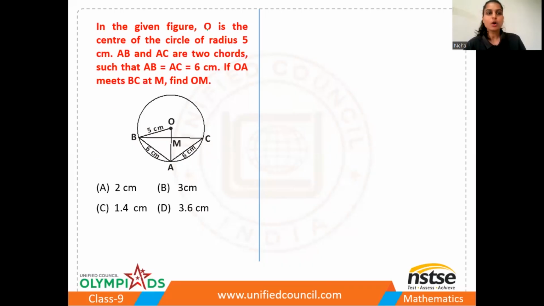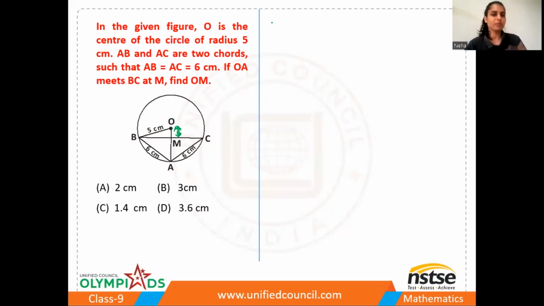In the given figure, O is the center of the circle of radius 5 centimeters. The radius is given equal to 5 centimeters. AB and AC are two chords, both 6 centimeters. If OA meets BC at point M, that means it is intersecting, then find the length of OM. So we have to find this length OM. That's it, this is your question. Perfect. The question is done.